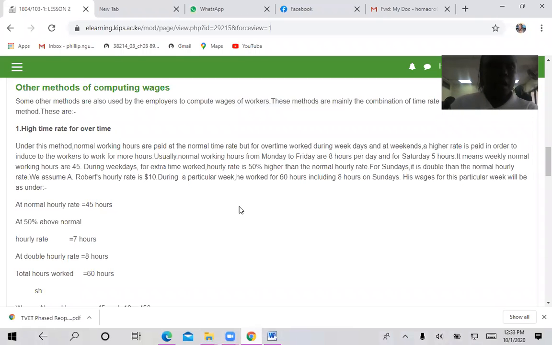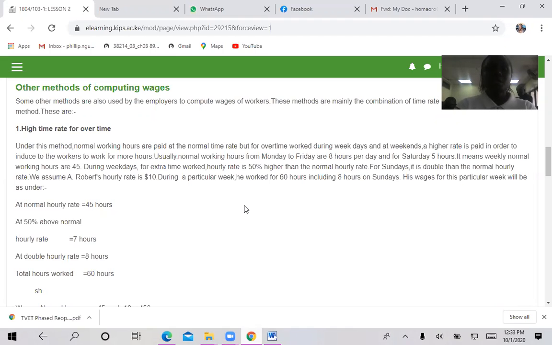Okay, under high time rate for overtime, normal working hours are paid at the normal time rate, but for the overtime worked during weekdays and at weekends, a higher rate is paid in order to induce the workers to work for more hours.